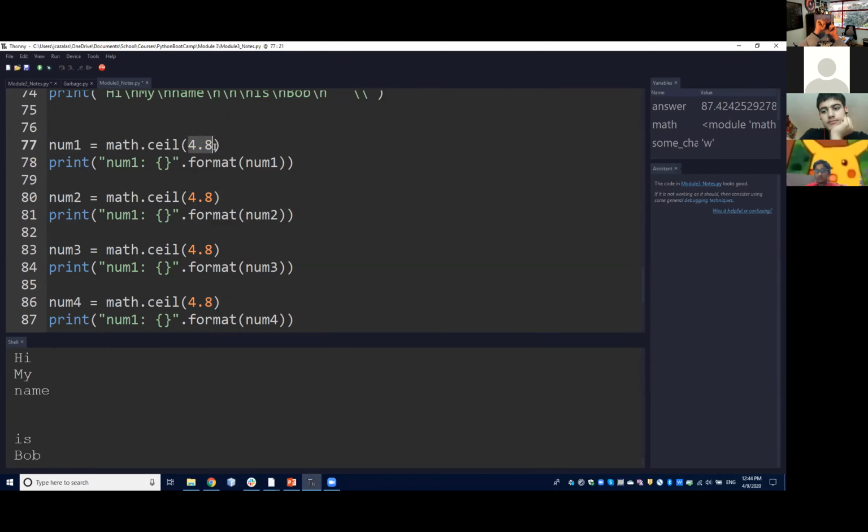What's the integer number above 4.8? It's not like rounding, but it's similar to rounding. The answer would be 5. The ceiling of 4.8 is 5. What's the ceiling of 4.3? The answer is 5. What's the ceiling of 4.1? The answer is 5. 5 is the next whole number above 4.1. In fact, what's the ceiling of 4.0000001? The answer is 5. So when I run that, I get 5 for each one of those.